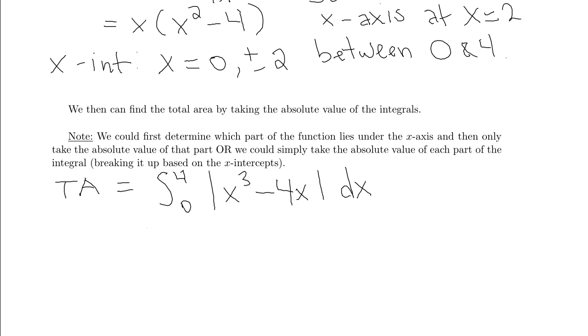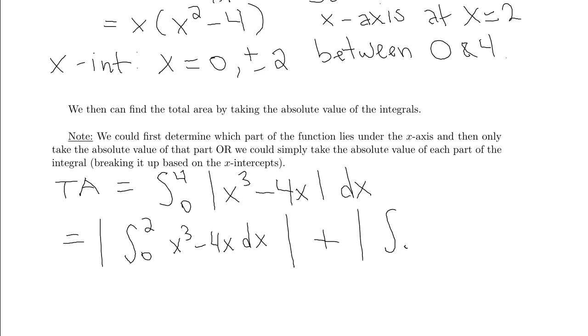By putting it on the function, I'm saying I want the area between 0 and 4, but I want the y values of my function to always be positive. So wherever they're negative, I want them to get flipped up and be made positive. The way that we do this is by splitting up this integral. So now I'm putting the absolute value on the outside of the integral from 0 to 2, that's our x-intercept, of x cubed minus 4x dx, plus the absolute value of the integral from 2 to 4 of the same function.